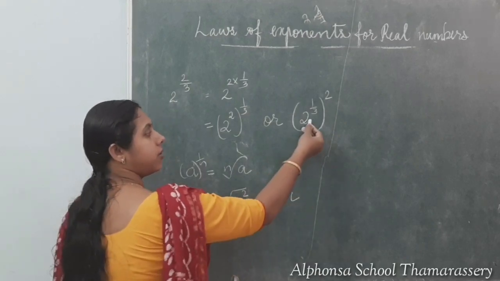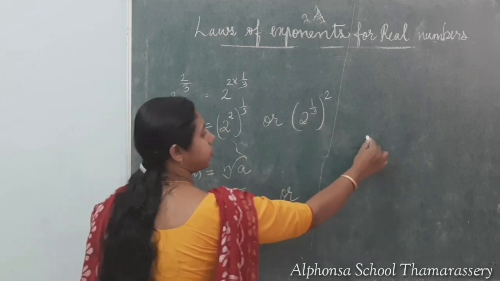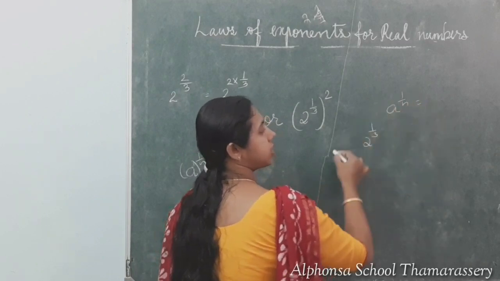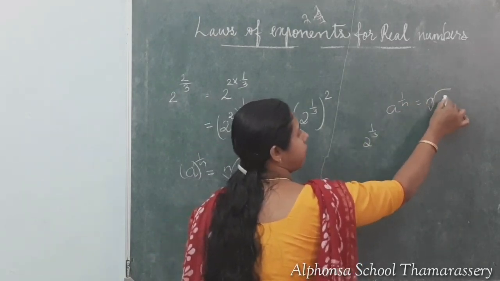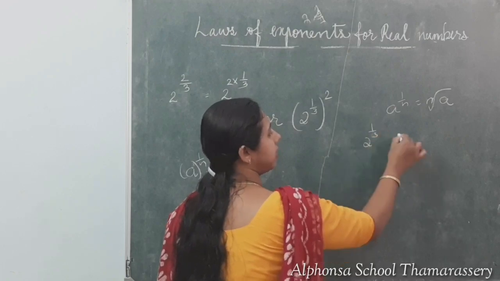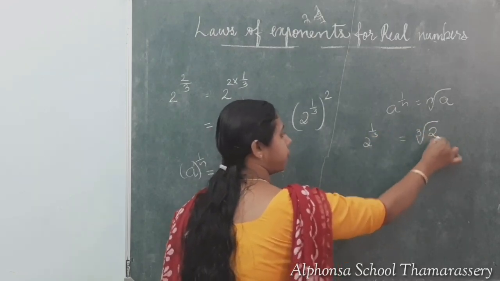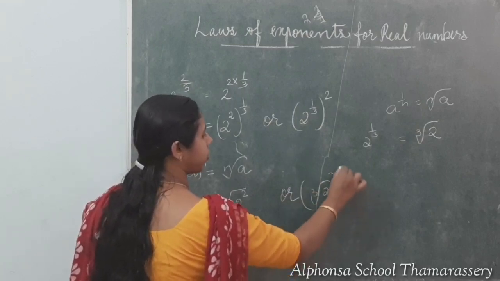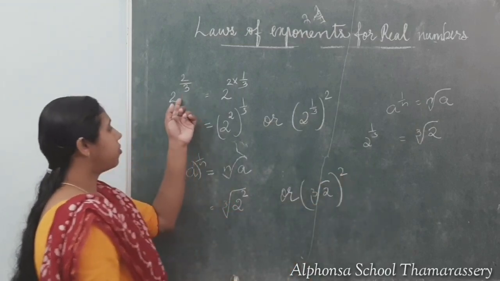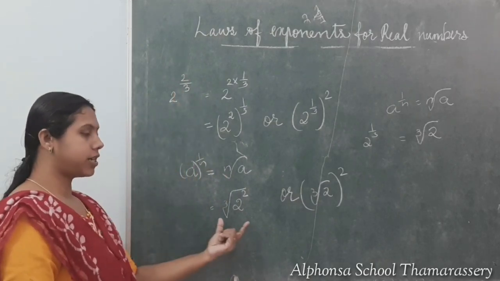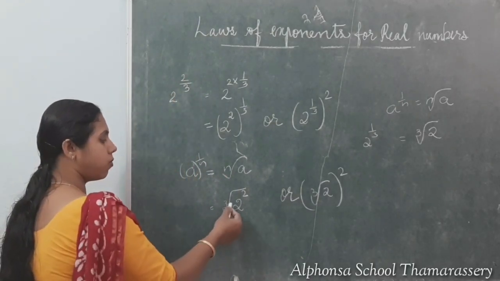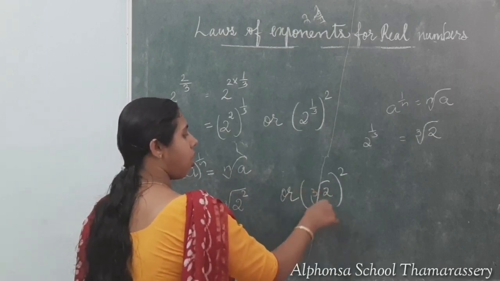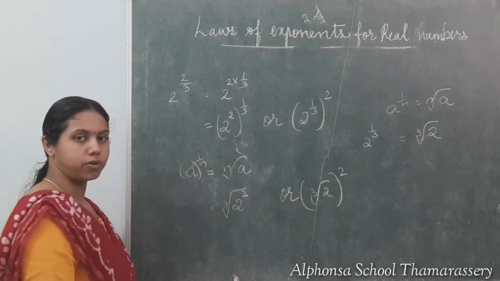Or you can write this also, 2 raised to 1 by 3, that is in the form of a raised to 1 by n. You know a raised to 1 by n is equal to nth root of a. So 2 raised to 1 by 3, we can write it as cube root of 2. So cube root of 2 whole square. So 2 raised to 2 by 3, we can write it in both ways. We can write cube root of 2 square, or we can write cube root of 2 whole square. Both ways you are able to write.